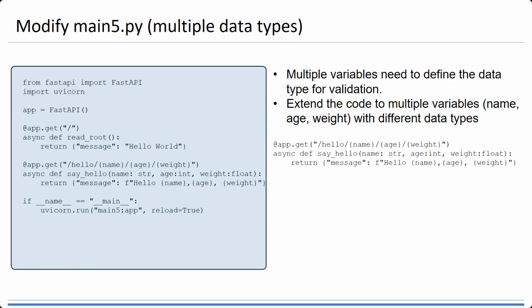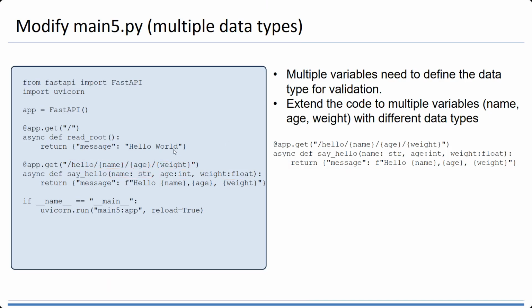So let's take a look. I'm going to create a parameter. Now let me have more parameters. The first is name, the second is age, and the last one is weight. Let's suppose the name is the string and the age is integer and the weight is float. Okay, then you can try it, this one.